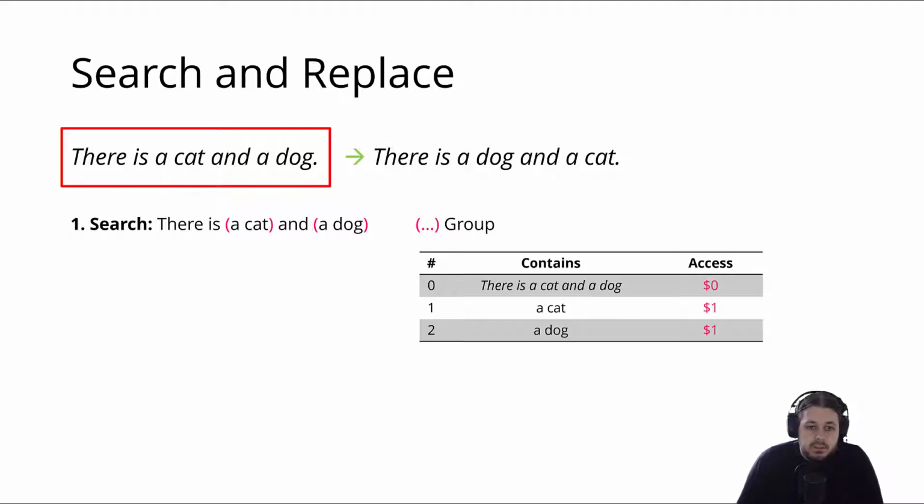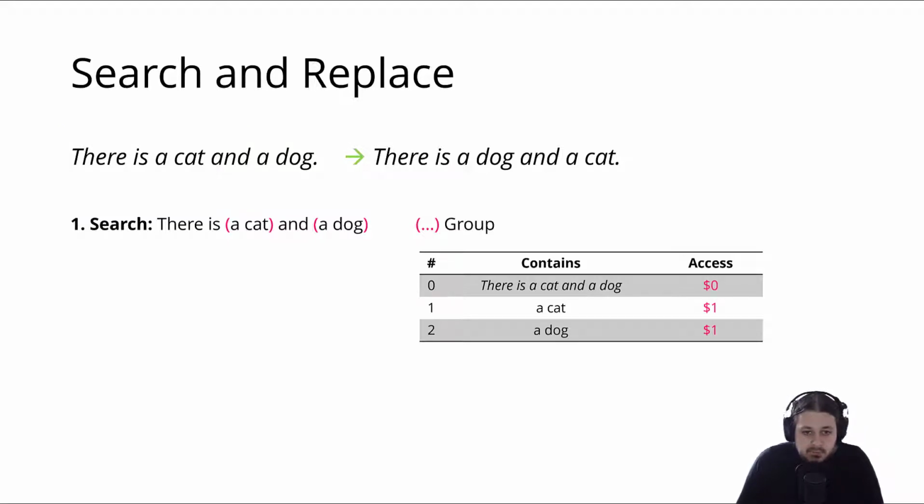So instead of there is a cat in brackets, we could also do there is dot star bracket and a dog, and then we would match everything based on that. And then in this group 1, we would have the result, so to speak, or the match of that expression. Okay, and now we can do a replacement. Since we can now access the content of that group, we can replace with something like there is $2 and $1.